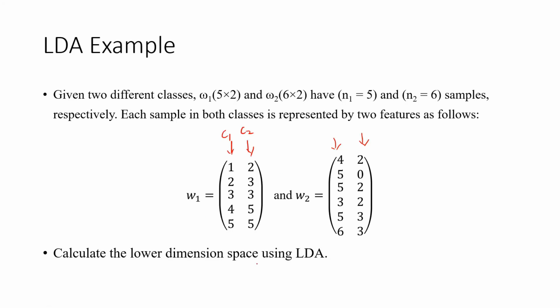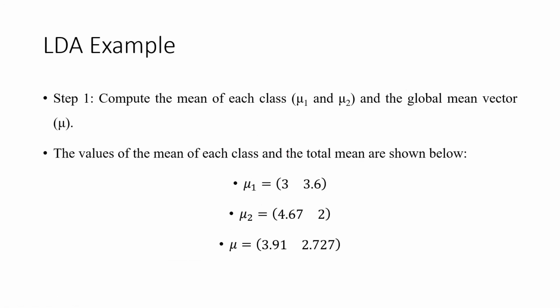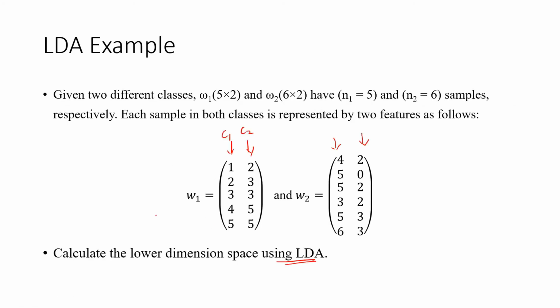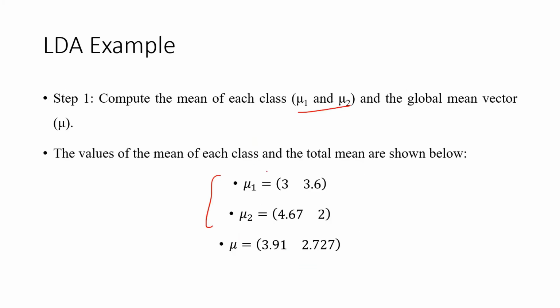You have to convert this data into lower dimensional space. So what you have to do is first calculate the mean of each class, mu1 and mu2, and the global mean. For mu1, you calculate the sum of these five, which is 15 by 5, meaning 3, and similarly the mean of this is 18 by 5 equal to 3.6. Similarly these ones, and these values, 3 and 3.6, are the mean mu1, 4.67 and 2 are the mu2, and this is the global mean.